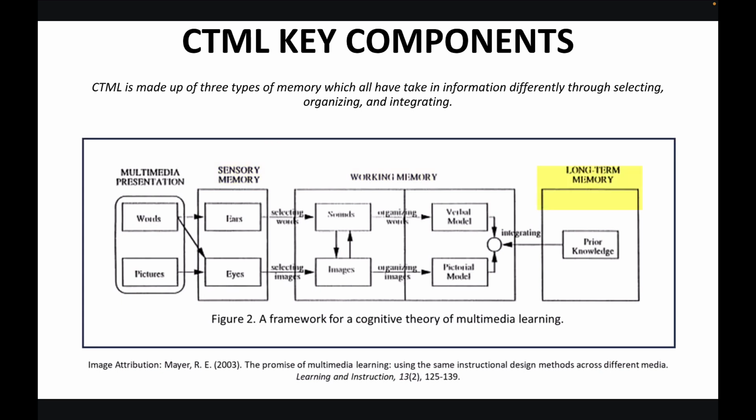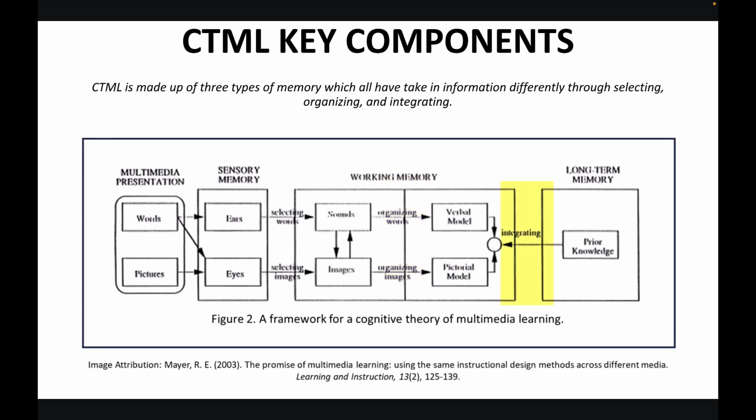CTML is made up of 3 memories, which include the sensory memory, the working memory, and the long-term memory. When information is taken in through words or pictures, it goes straight to the sensory memory, which includes our seeing and our hearing. Then this information is selected and goes towards the working memory, where there are sounds, images, verbal models, and pictorial models, and all of this information is organized into those categories. And then lastly, it's stored in the long-term memory, and it bounces back and forth, integrating prior knowledge with new knowledge.